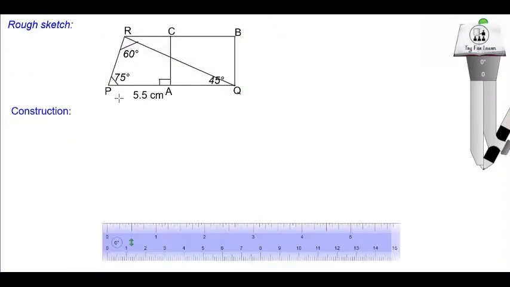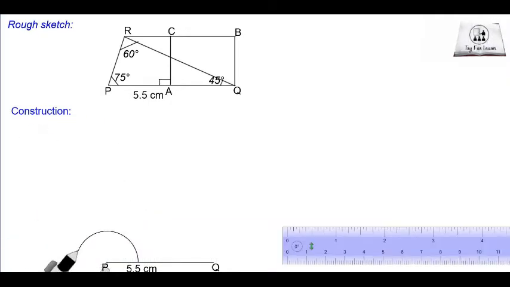You may see in the rough sketch PQ is 5.5 centimeter long, so draw here a 5.5 centimeter long line segment. Look at this. It is exactly a 5.5 centimeter long line segment PQ. In vertex P, there is an angle of 75 degree. So let's draw an angle of 75 degree in P.